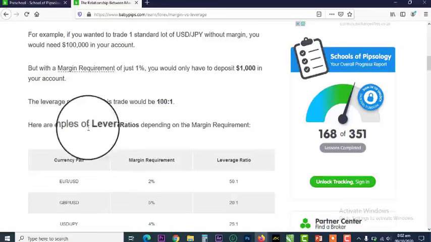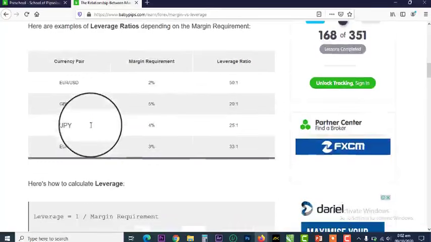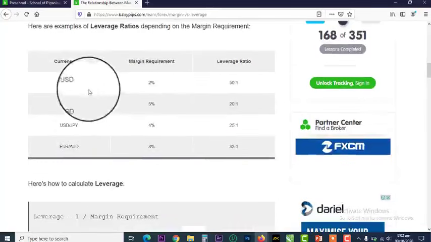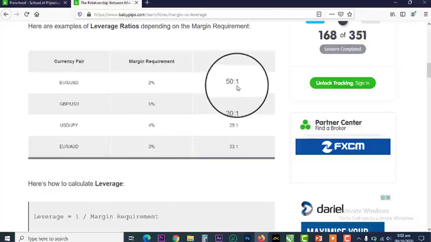Here's examples of leverage ratio depending on the margin requirement. So for a standard lot, you have to take leverage of 50 to ratio 1.